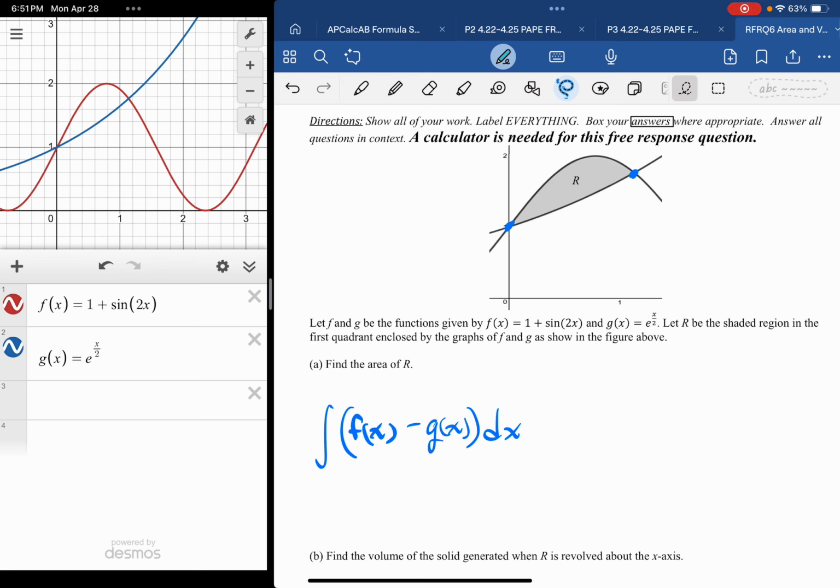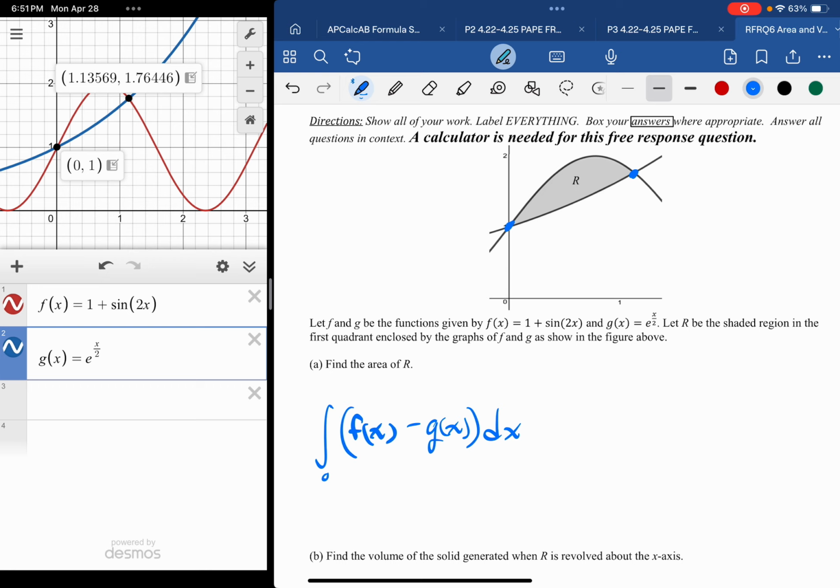So let's go over here to our graphing calculator. All right, so I put them in. I also define the functions as f and g. That way I can use the f and the g labels later. Now, if you're using Desmos, you just have to tap the points of intersection. And so it looks like the point of intersection right there is 0. So I'm going to put 0 right here.